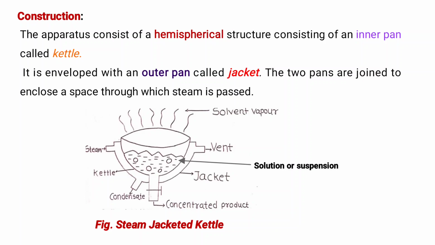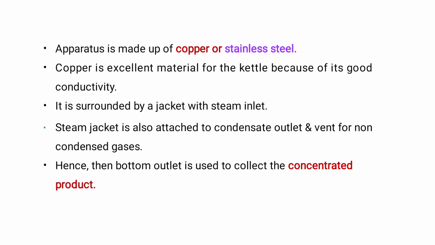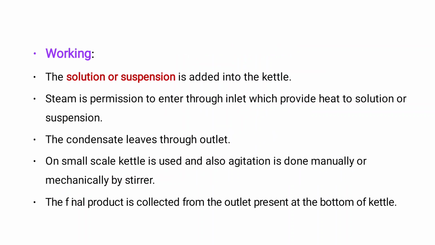The steam jacketed kettle has a hemispherical structure consisting of an inner pan called the kettle and an outer pan called the jacket. The two pans are joined to enclose a space through which steam is passed. The apparatus is made of copper because copper is a good conductor. It is surrounded by a jacket with a steam inlet. The steam jacket is also attached to a condensate outlet, which removes non-condensate gases. The bottom outlet is used to collect the concentrated product.